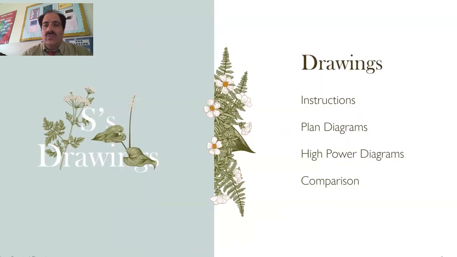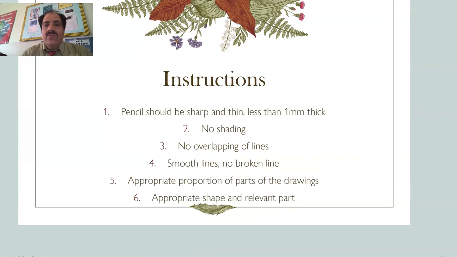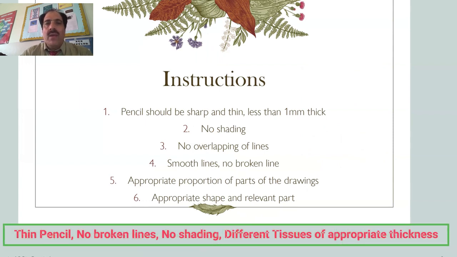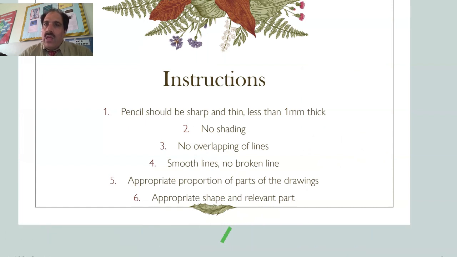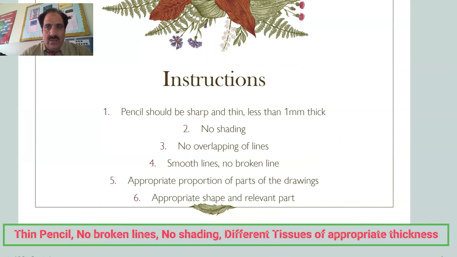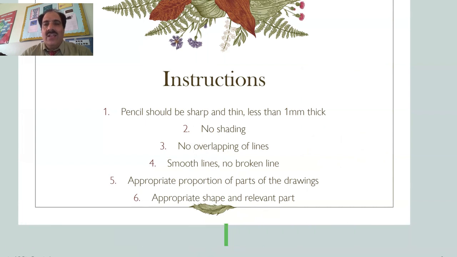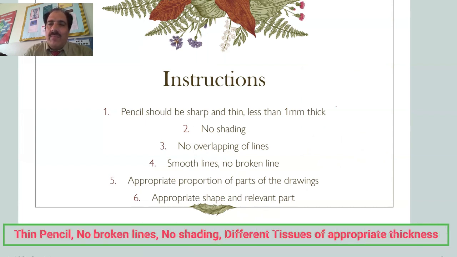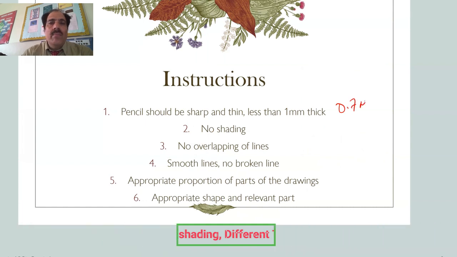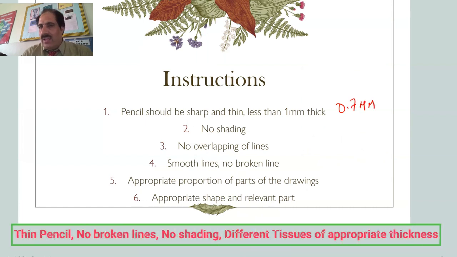So the drawings actually, first of all, we must follow the instructions on how to make the plan diagrams. Then we'll see what the plan diagrams are and how we should make them, then the diagrams and the comparison. So first of all, the instructions that we must follow before starting making the plan diagram. Our pencil should be sharp and thin. It should be as thin as 0.7 mm, which is ideal for making biology drawings. Thin, less than 1 mm.